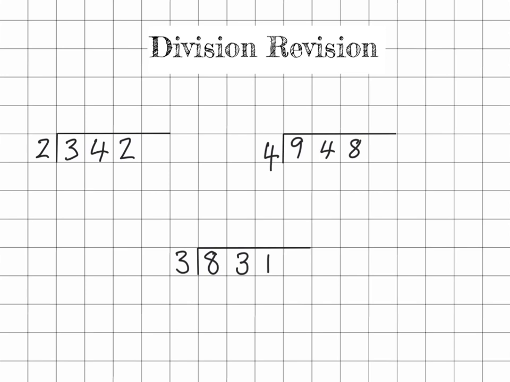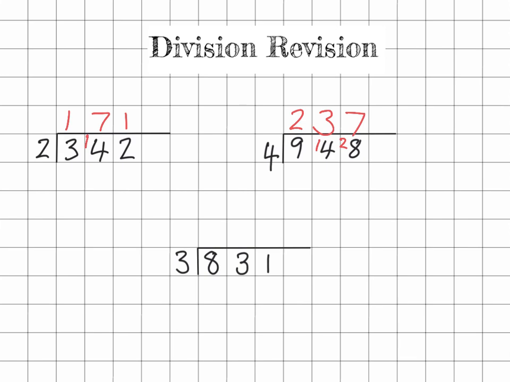Alrighty, so I'm going to go through the answers with you now. So 3 divided by 2, you can get 1 lot of 2 in there and you've got 1 left over. 14 divided by 2 is 7, and 2 divided by 2 is 1. That is our answer. Then we've got 9 divided by 4, which is 2, remainder 1. 14 divided by 4, which is 3, remainder 2. And 28 divided by 4 is 7.